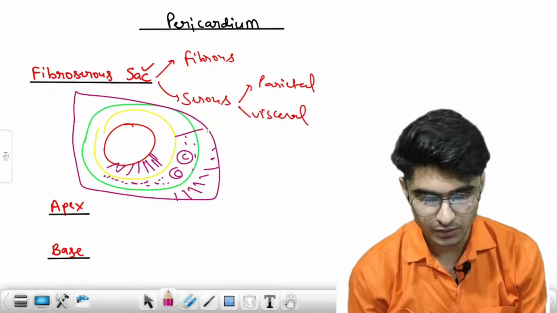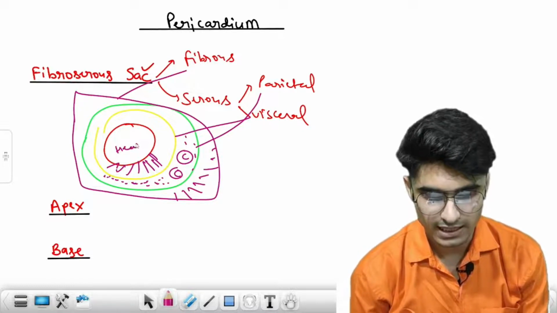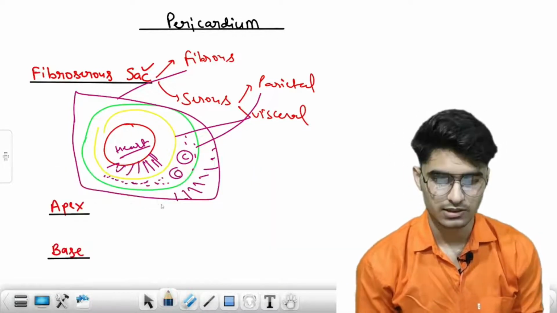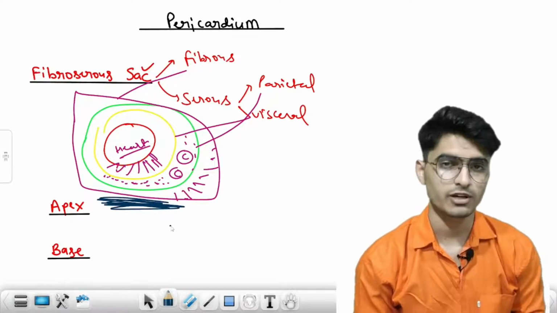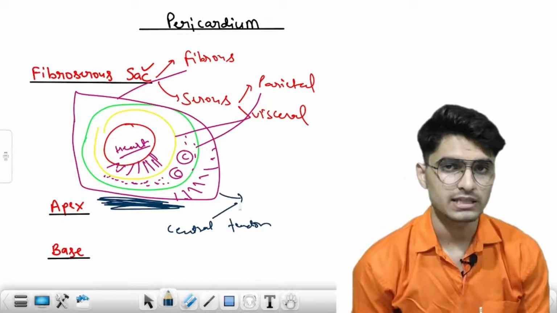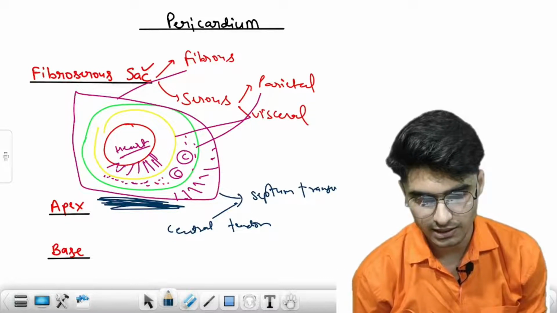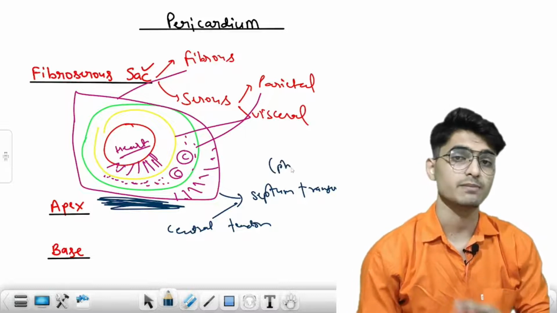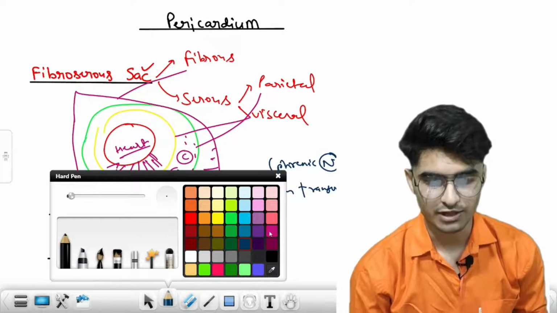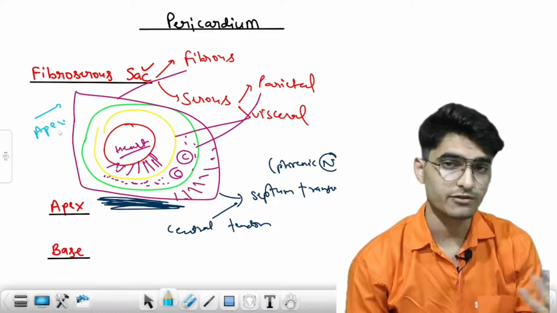So this is our heart, surrounded by these layers, and this is the outer fibrous layer, and this is the central tendon of the diaphragm. These two structures, the base of the fibrous layer and the central tendon of the diaphragm, are derived from the same structure, the septum transversum, and their nerve supply is the phrenic nerve. The diaphragm as well as the fibrous layer are supplied by the phrenic nerve. And this is the apex of the fibrous pericardium, which is fused with the roots of the great vessels arising from the heart.